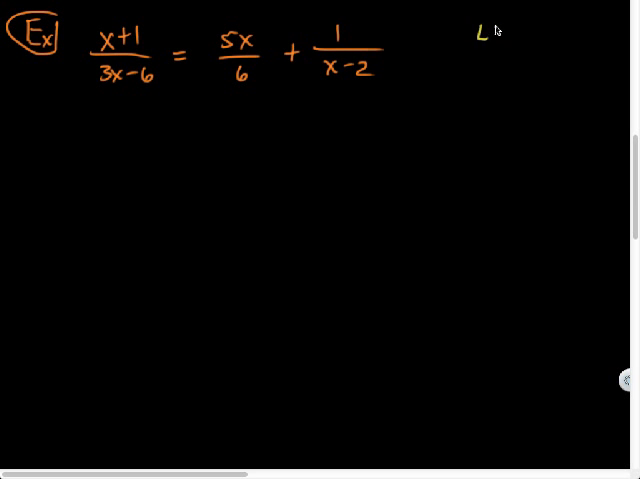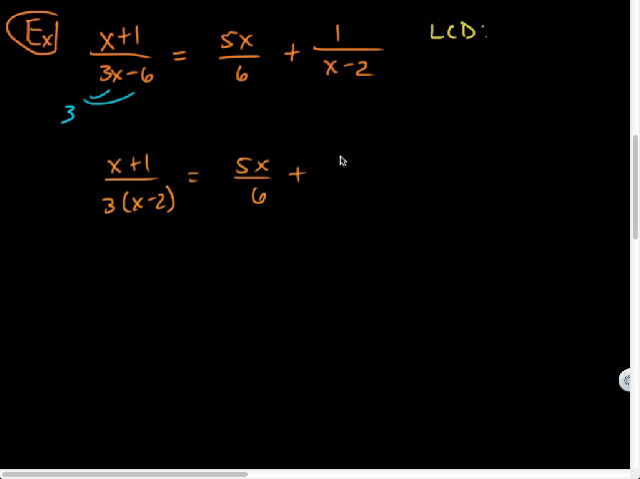So the question is, first of all, we've got to figure out what the LCD is. 3x minus 6? I don't think so, because does 6 divide into 3x minus 6? I don't think so. In fact, the first thing I might do is factor these. They won't always be given to you factored. I think I could steal a 3 from that. (x + 1)/(3(x − 2)) = 5x/6 + 1/(x − 2).